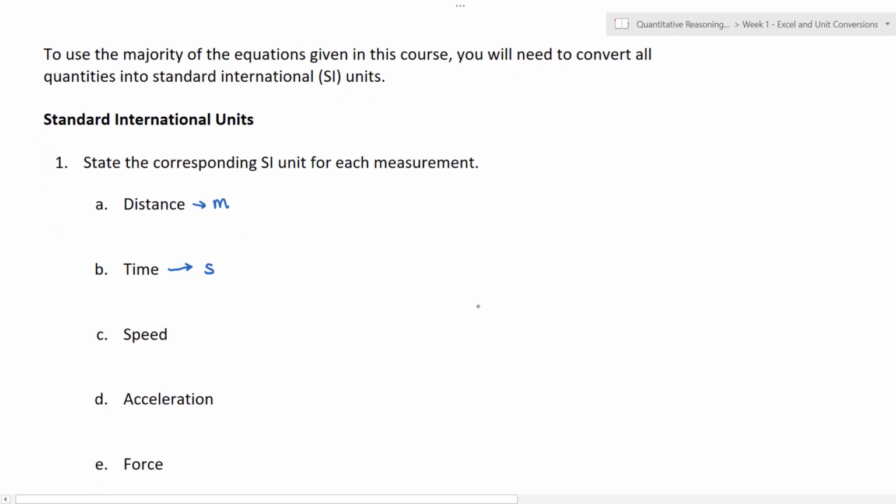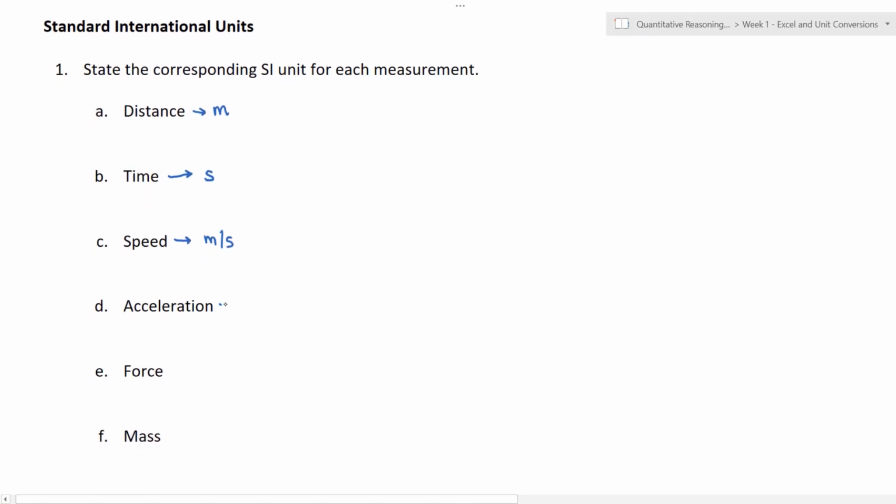Speed is how fast you're moving. If you're driving a car, you might think of that as your speed in kilometers per hour, but the standard international unit for speed is meters per second. Acceleration is how fast your speed is changing over time. Some people might say it's changing at 1 kilometer an hour per second, for example, but the standard international unit for acceleration is meters per second squared, which is the same as meters over second squared.